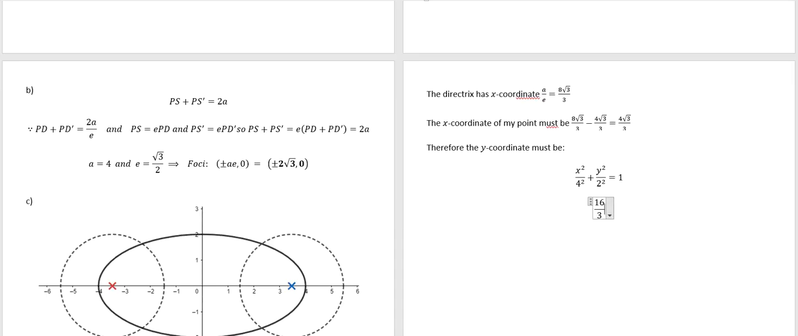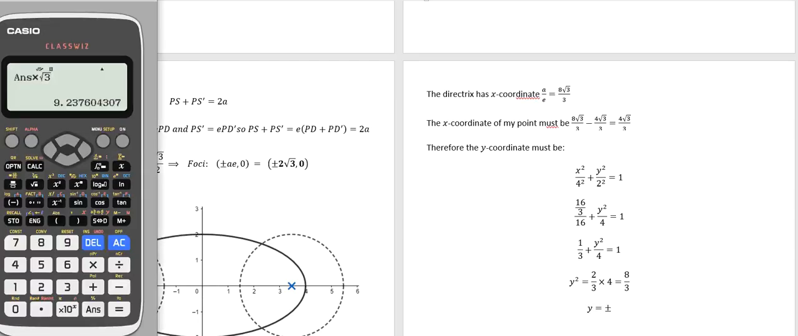We're dividing by 4 squared. So that's going to sort out the 16 for us quite nicely. We're adding y squared over 2 squared, so y squared over 4. So a third plus y squared over 4 equals 1. Y squared will be 2/3 times 4. So we've got 8/3, and that gives values for y of plus and minus the square root of 8/3, which your calculator will probably simplify most easily for you.